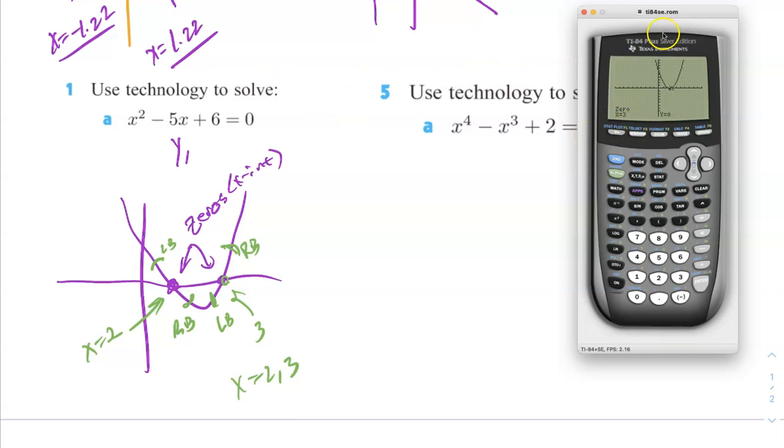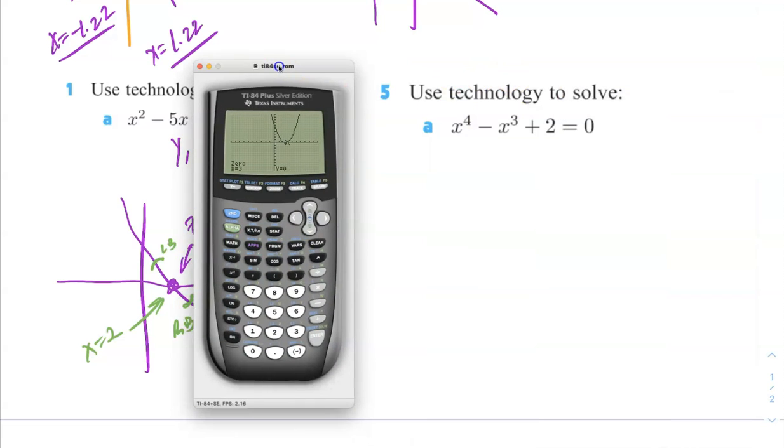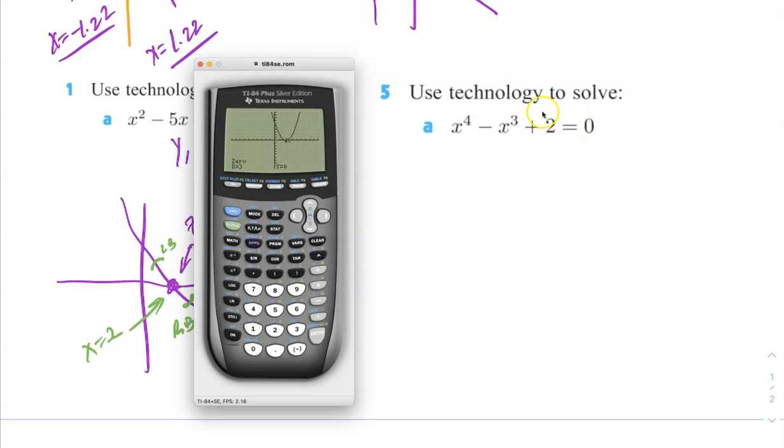I'll leave that one there, and I'll show you the other way of doing it on here. On this one, the exact same question: how do I solve this when it equals 0? If you don't like searching for the 0, it's actually very similar to what we did up there. Just make a y1, y2.